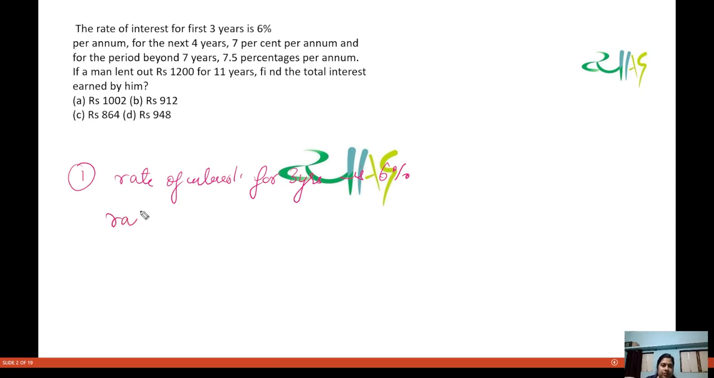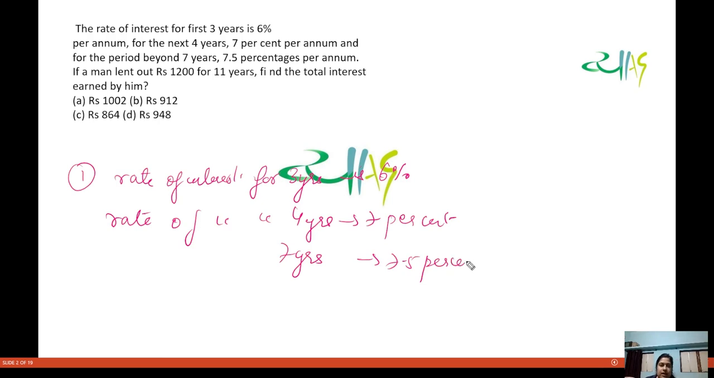The rate of interest for the next 4 years is 7%. And the rate of interest for the period beyond 7 years is how much? 7.5%. Fine. Now it is saying that a man lent out 1200 rupees for 11 years. Find the total interest earned by him.